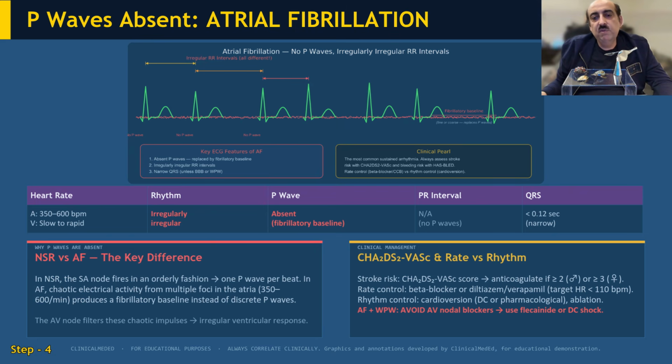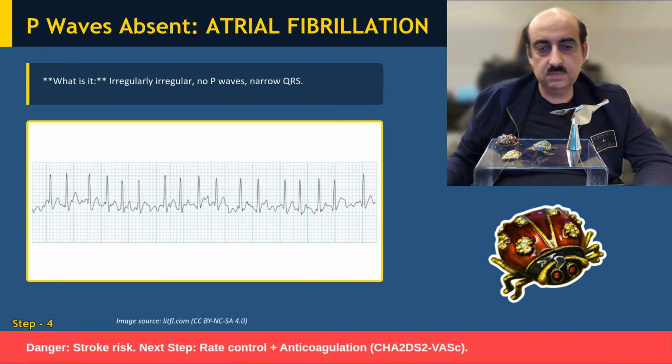Remember, if it's AF with Wolff-Parkinson-White syndrome, then never use drugs which delay the AV nodal transmission, because that will accelerate the transmission through the accessory pathway, and it can degenerate into malignant arrhythmias. So in such situations, flecainide or DC shock is preferred. So this is an important exam tip for MRCP and USMLE exams.